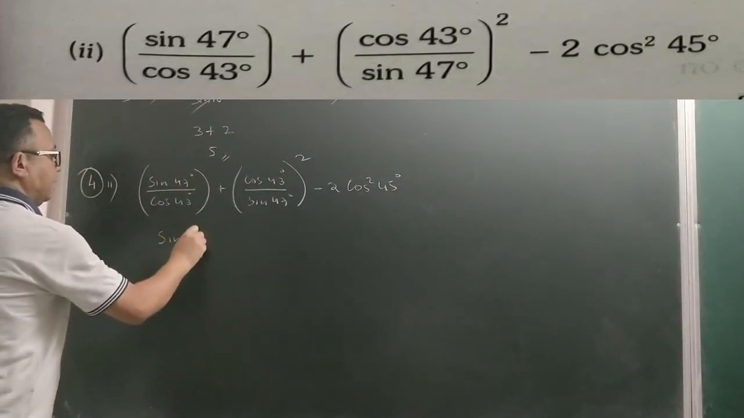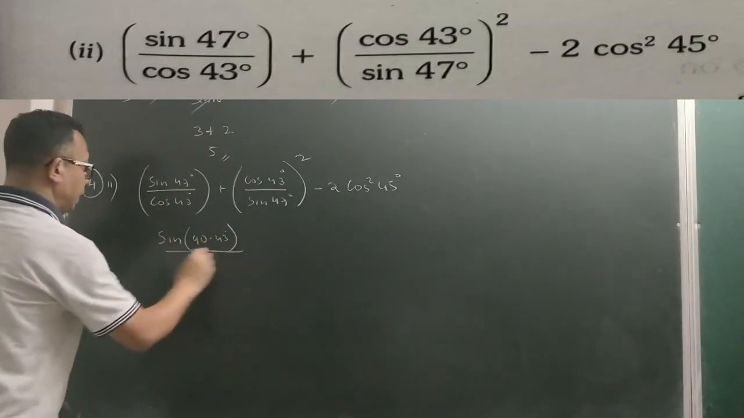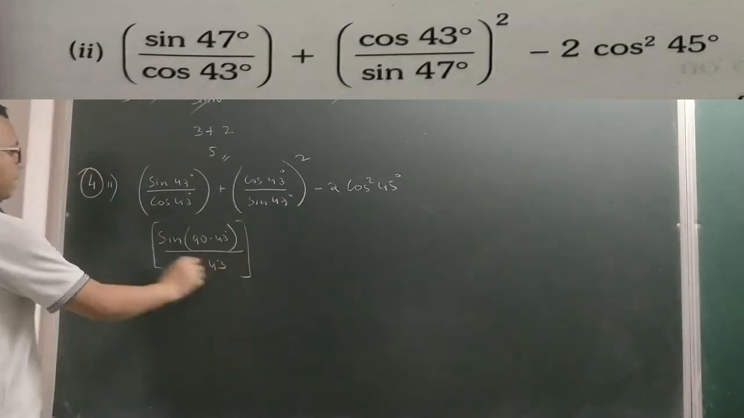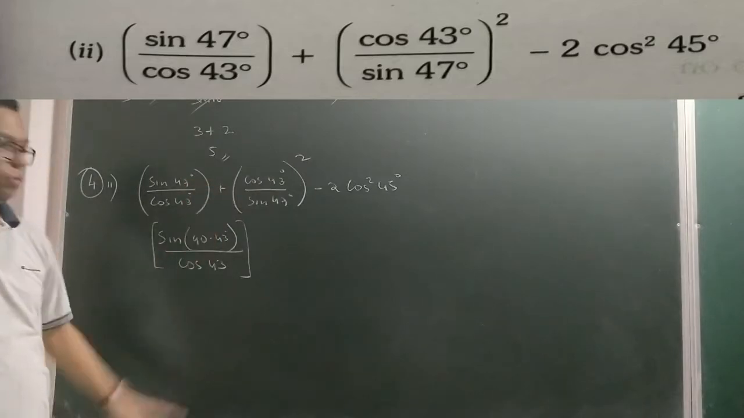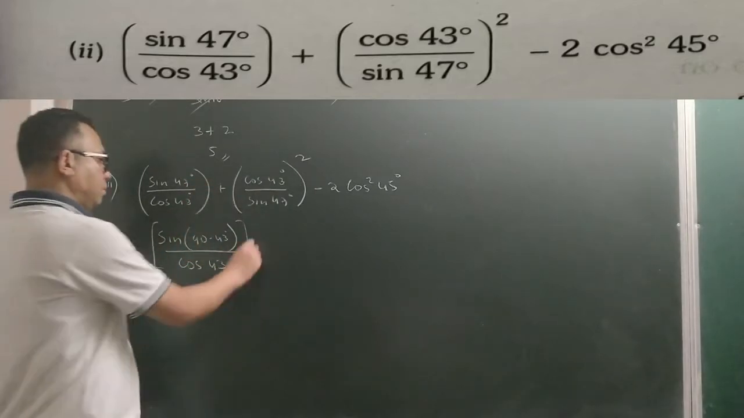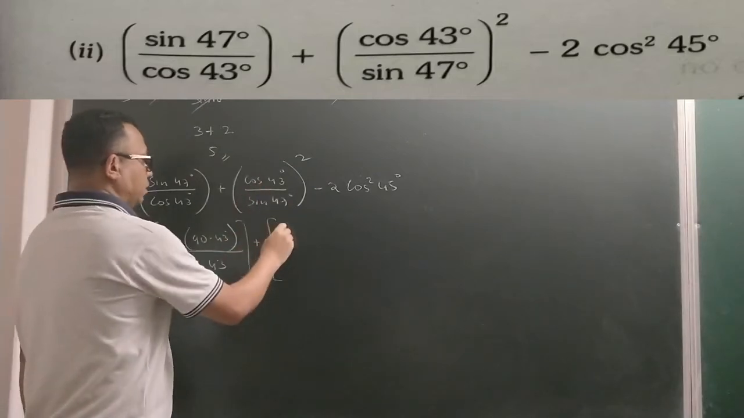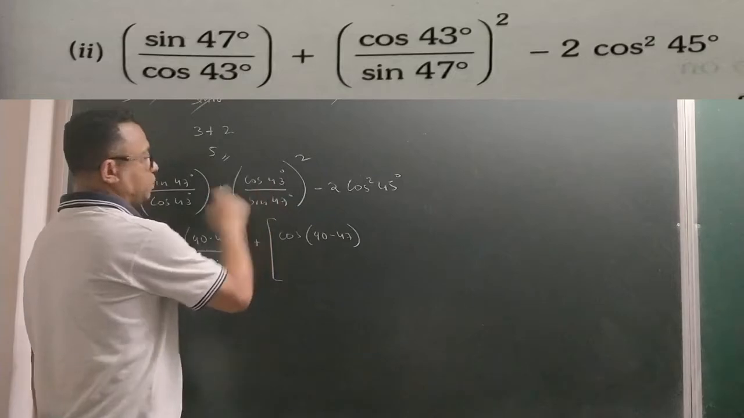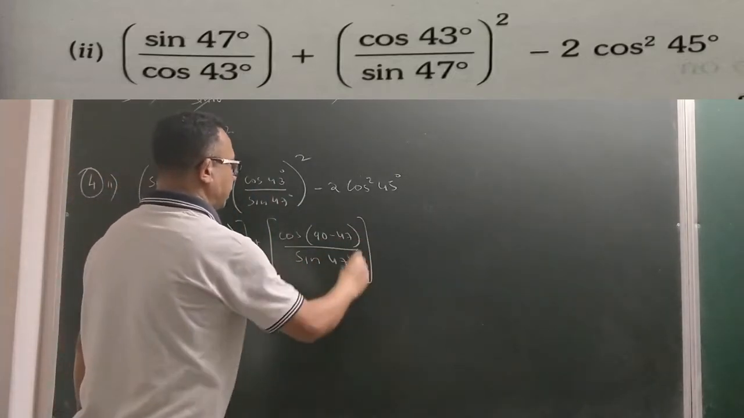Let me write sine 90 minus 43, because 90 minus 43 is 47, and on the lower side it is cos 43. Let me put a square bracket here. There is no square here, there is a square in the second bracket, so I'll keep it as it is. Plus, in the second bracket also let me change the upper one. So it is cos 90 minus 47, because 90 minus 47 is 43. Lower side I'll not change, sine 47, and the whole thing is squared.